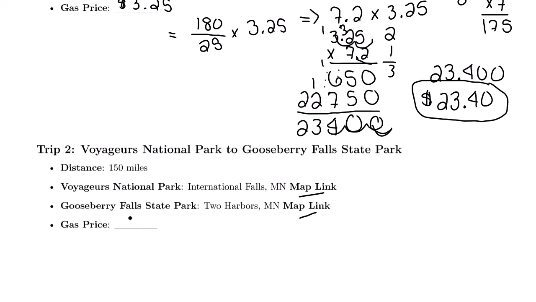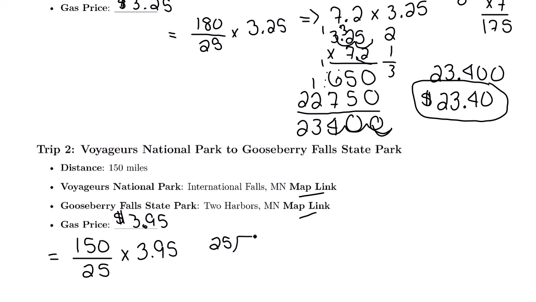This time, let's say the price for gas is, how about $3.95? Okay. All right. Once again, we're going to make our equation. We are going 150 miles. Our vehicle gets 25 miles per gallon times how much it is per gallon, $3.95. All right, let's do our long division. This one won't be too bad. We're going to take 25 into 150.